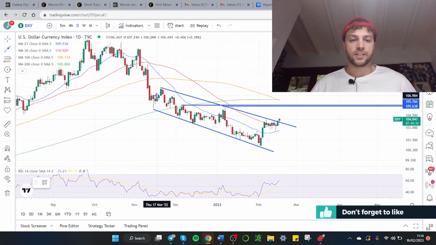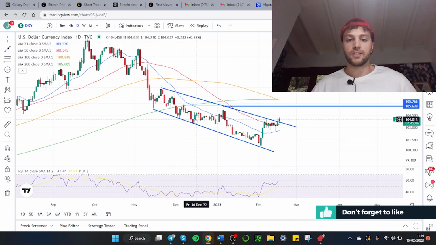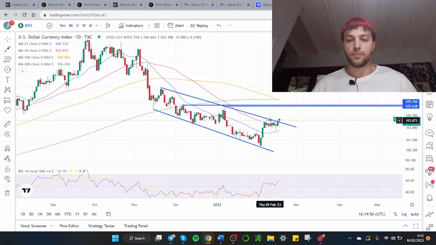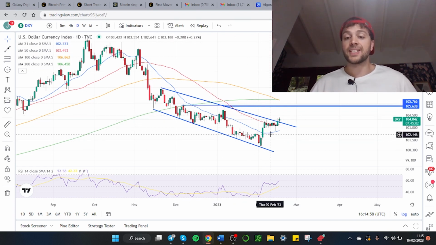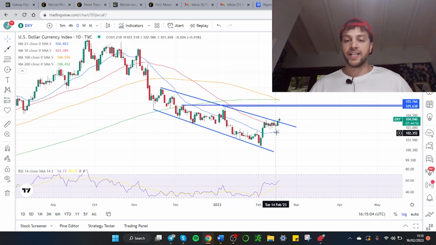It was in this downwards trend channel, but after being below its 21 and 50-day moving averages for a prolonged period of time, it's now above both of them, and it's now creeping above this trend line and pushing to fresh multi-week highs.